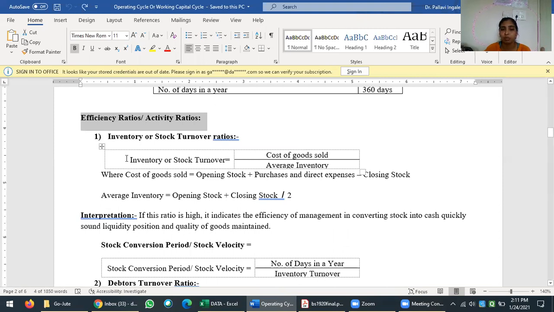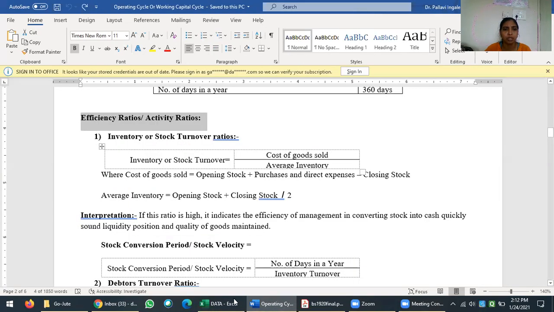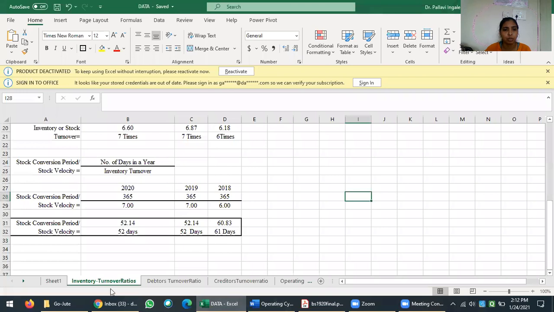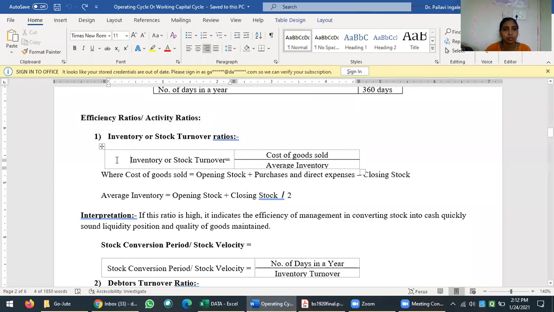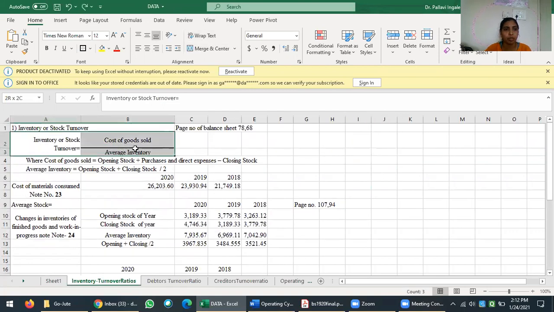This is the formula: inventory or stock turnover ratio is cost of goods sold divided by average inventory. We'll copy and paste this formula into Excel. You are all supposed to do the whole work in Excel, and then prepare a Word file and paste everything in it. No issue. I have already done it, but I will do it again in front of you. So here I have copied the formula.